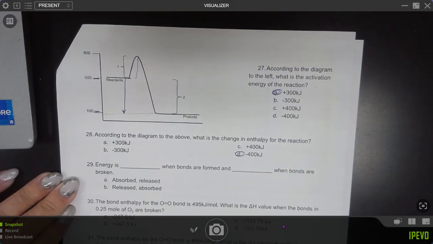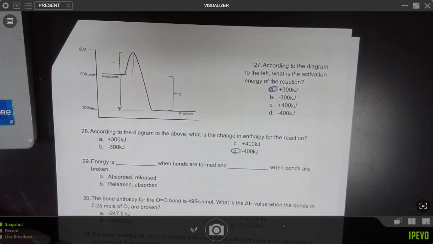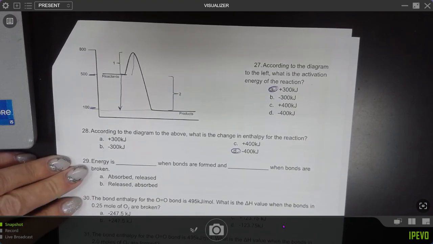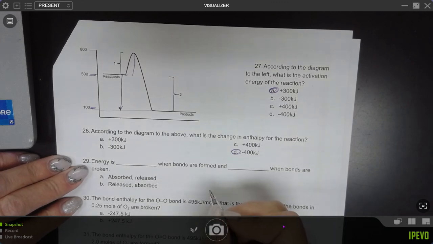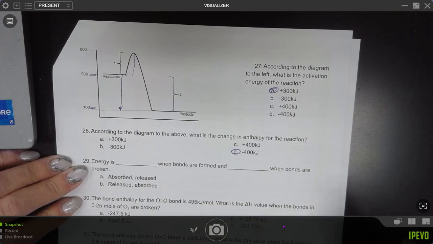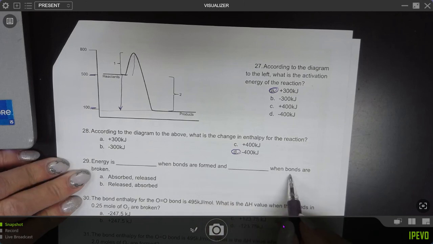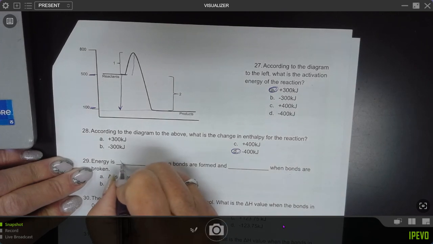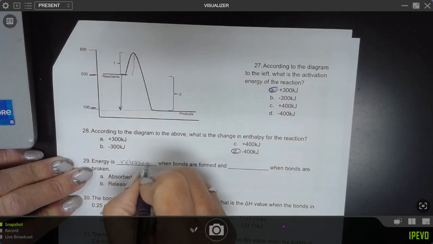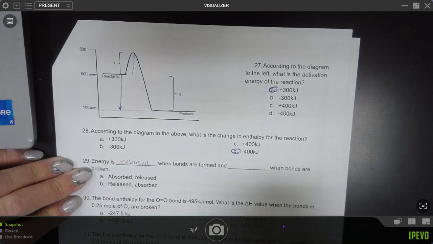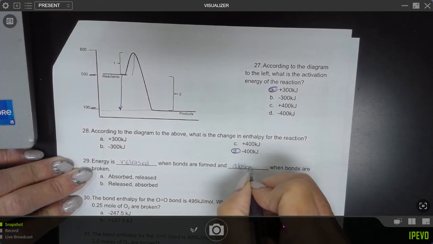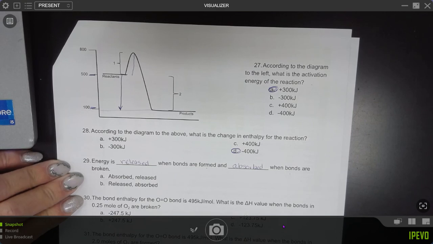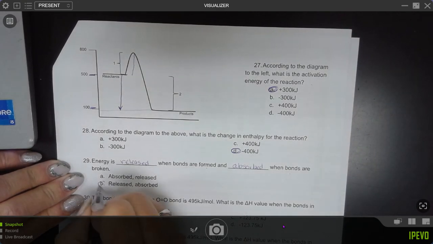Okay, this is one that a lot of people miss and it leads to confusion on the next three questions. When bonds are formed, energy is released because the bonds are making the compound more stable. So it releases that extra energy. When bonds are broken, energy has to be absorbed. So energy is released when bonds are formed, and absorbed when bonds are broken. So that is going to be B.